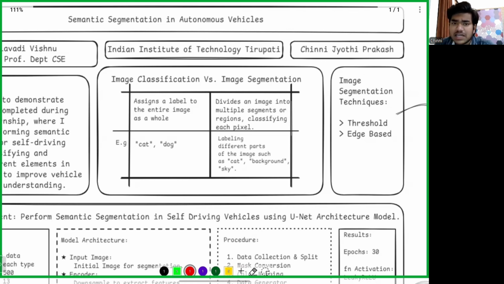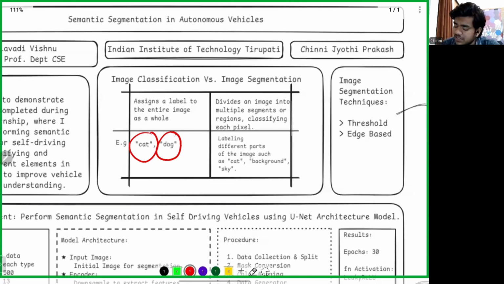When it comes to image classification, it assigns a label to the entire image as a whole. Whenever you give an image, it identifies the object and gives a single label to the whole image. Like it will be classifying cats or dogs or something. So the entire image is getting a label.